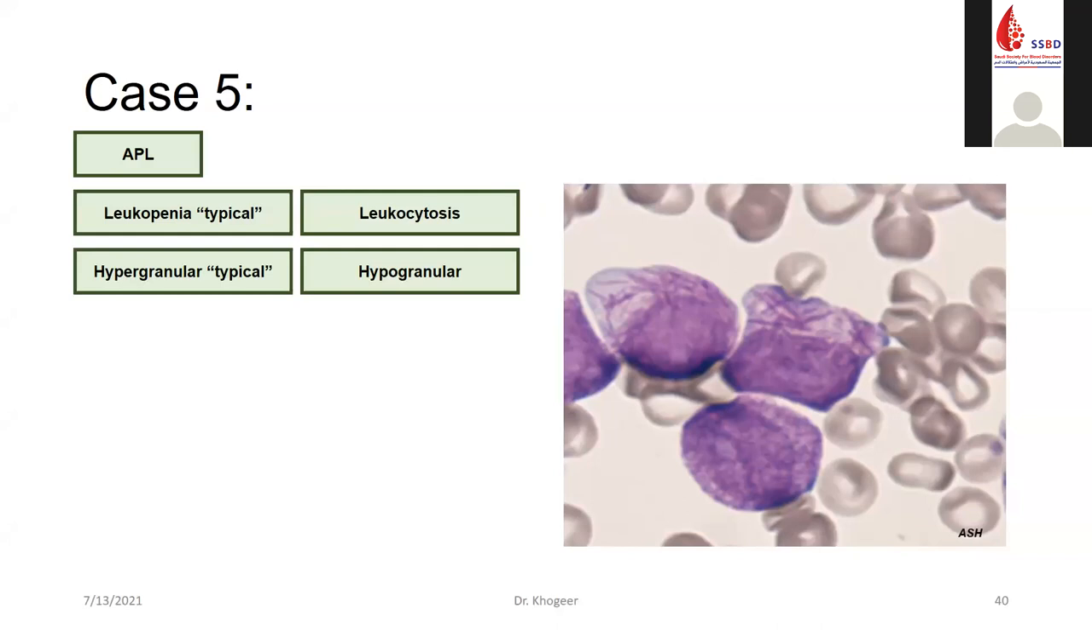The neoplastic cells in the hypergranular form typically contain numerous dense, dark purple granules, often obscuring the nucleus. It also shows frequent Auer rods, occasionally forming bundles, called faggot cells, and this is the common form. In contrast, the hypogranular or microgranular variant, as the name implies, displays sparse to inconspicuous granules.